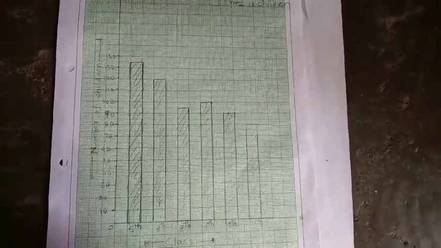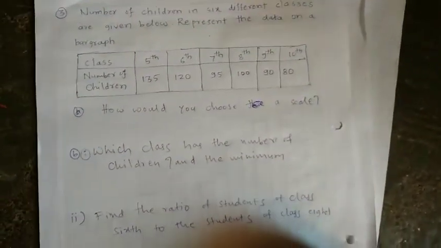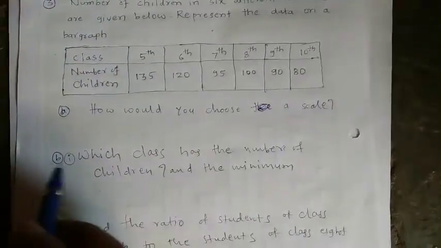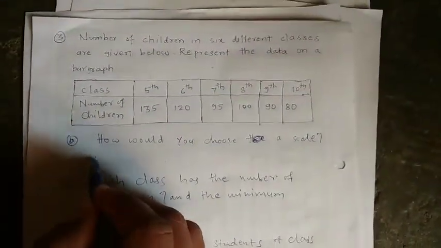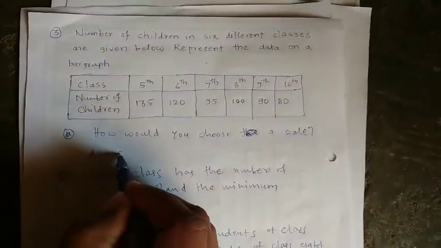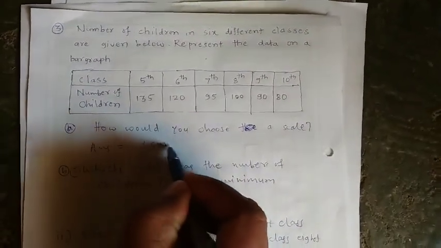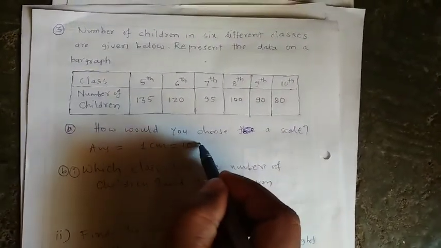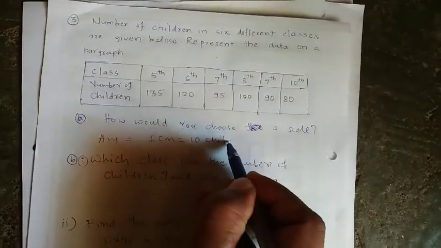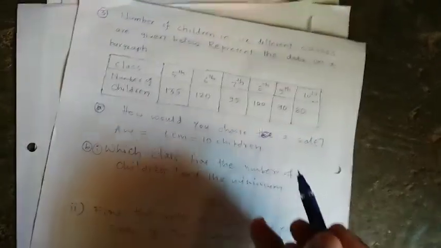Now students, they have given some questions, and for those questions we have to answer now. So all of you see here, what are those questions? First question, how would you choose a scale? The answer is 1 centimeter is equal to 10 children.